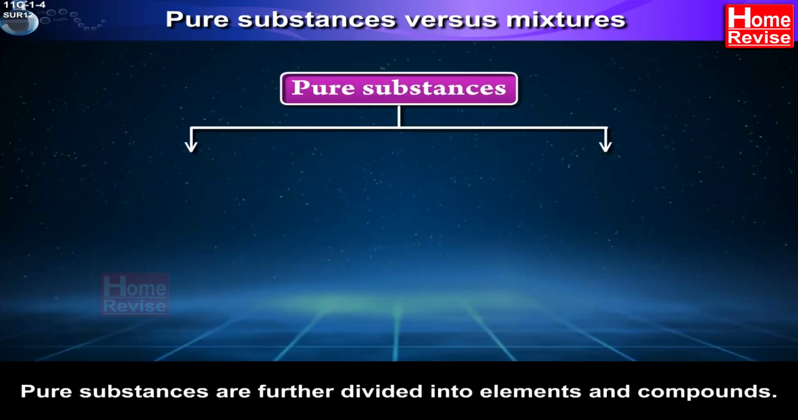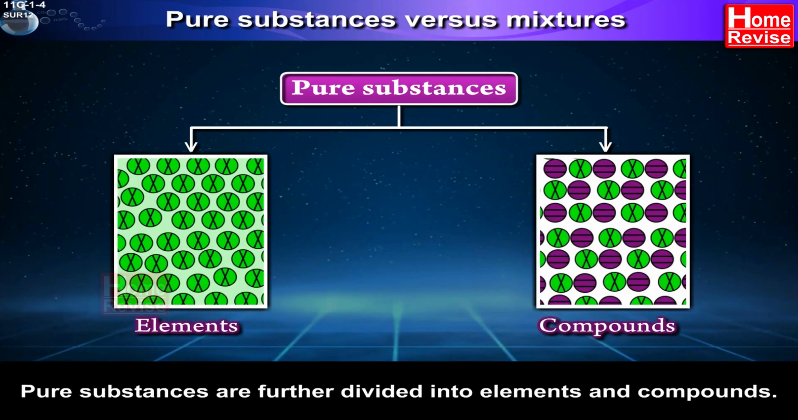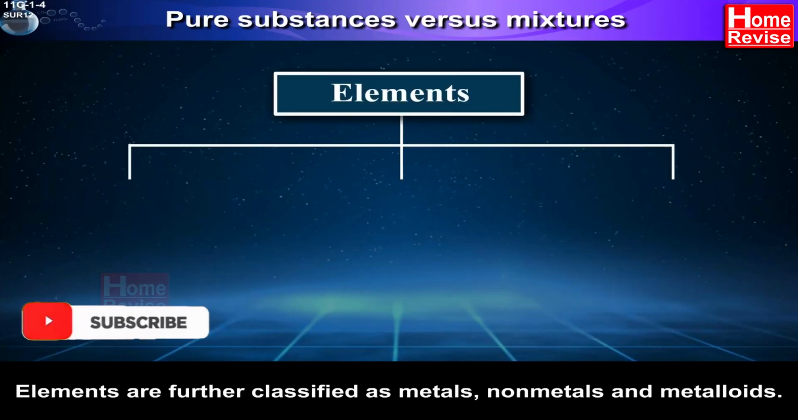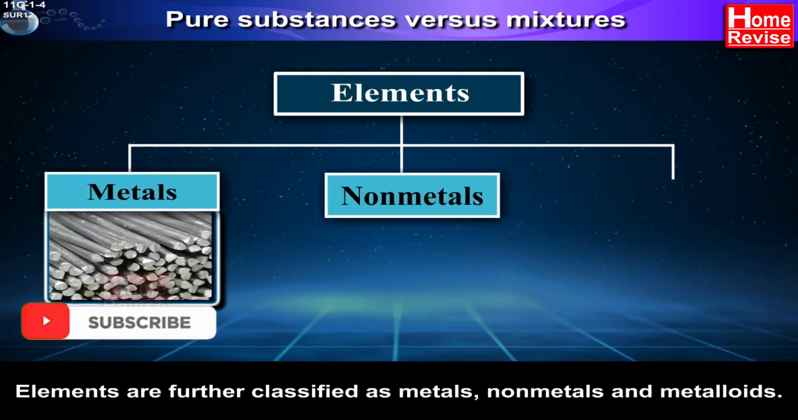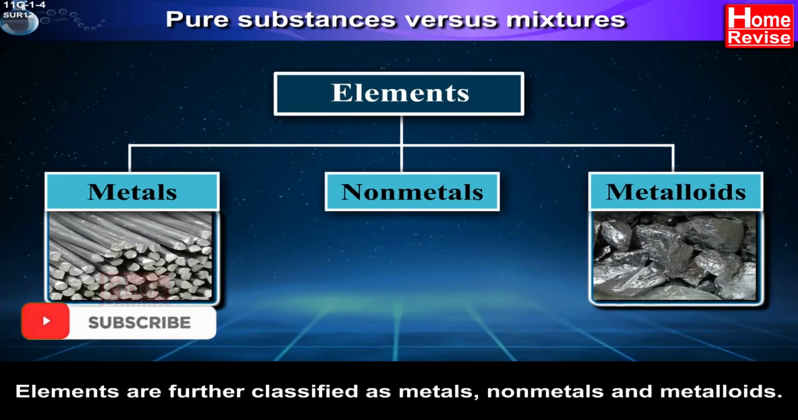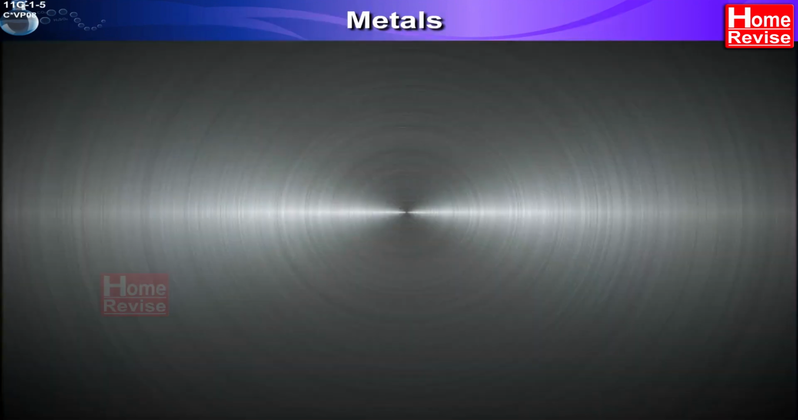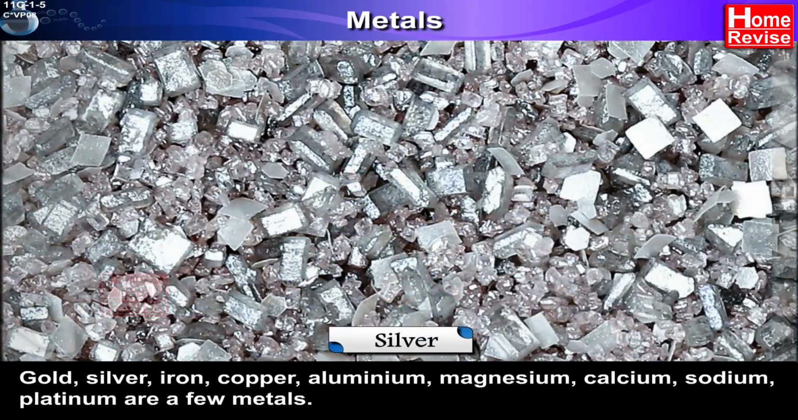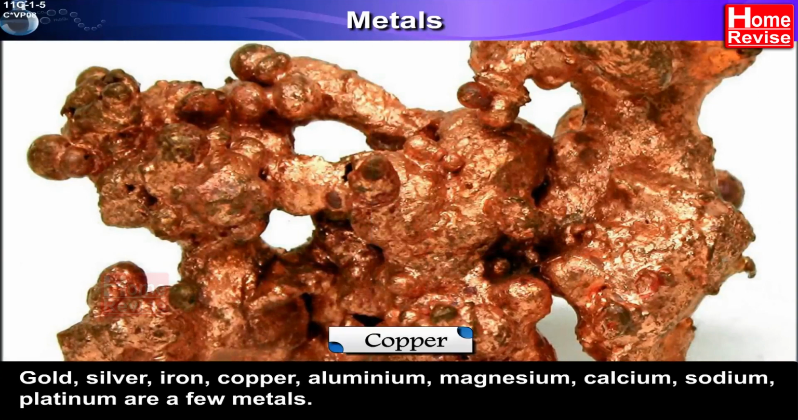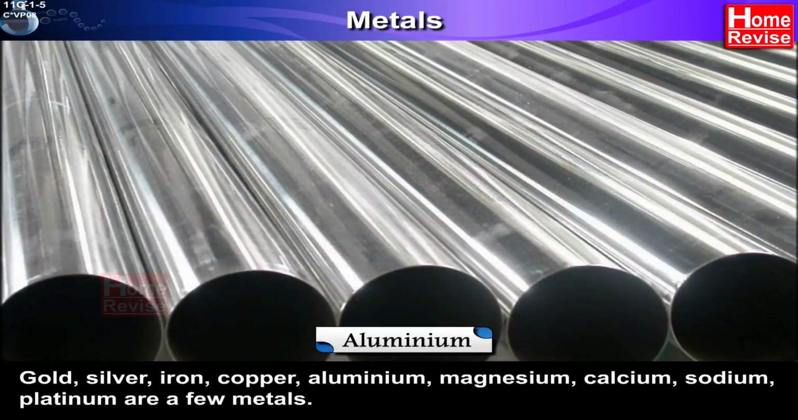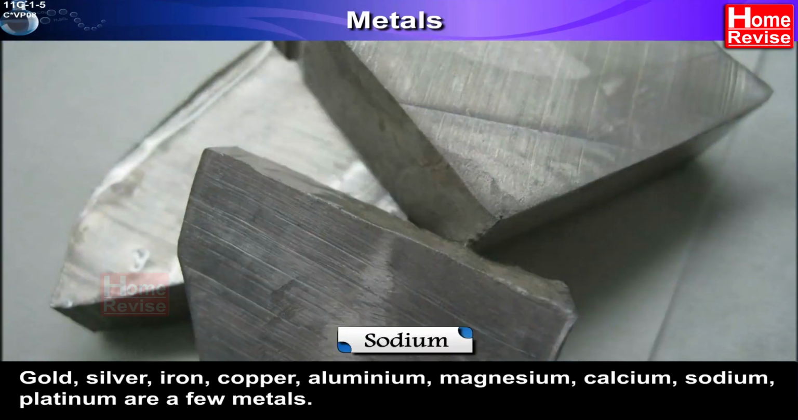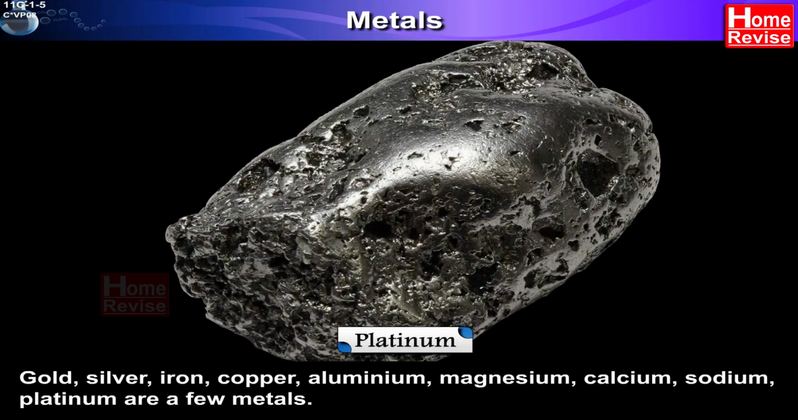Pure substances are further divided into elements and compounds. Elements are pure substances which cannot be broken down into simpler substances by ordinary chemical changes. Elements are further classified as metals, nonmetals, and metalloids. Metals: gold, silver, iron, copper, aluminium, magnesium, calcium, sodium, platinum are a few metals.